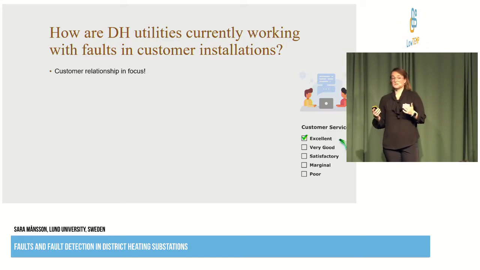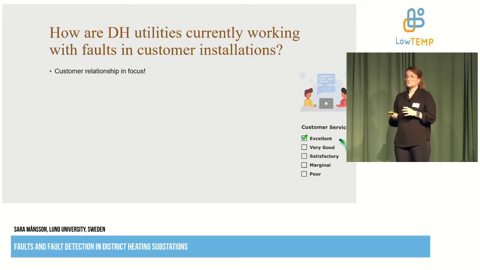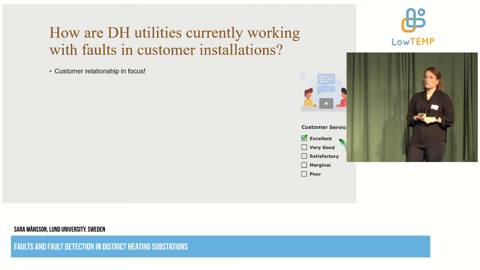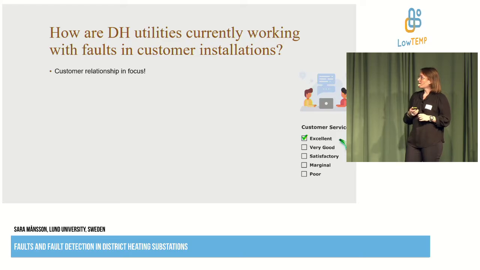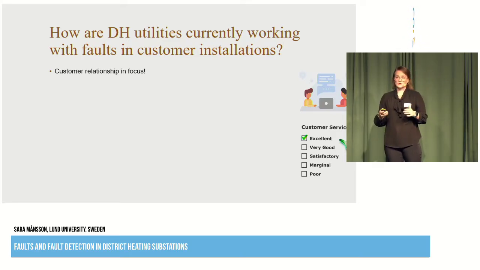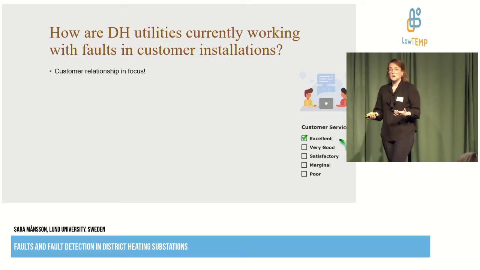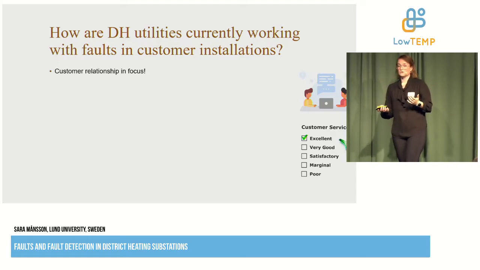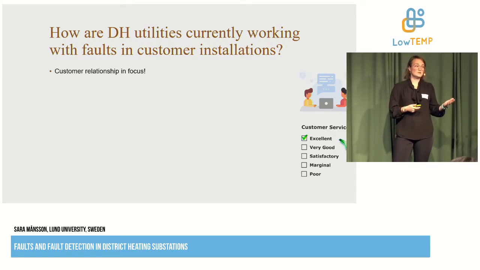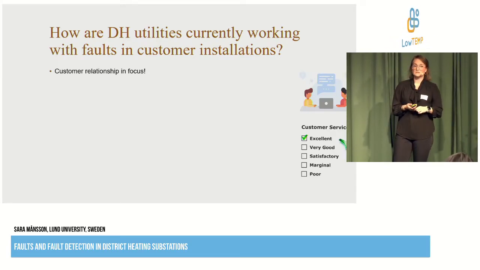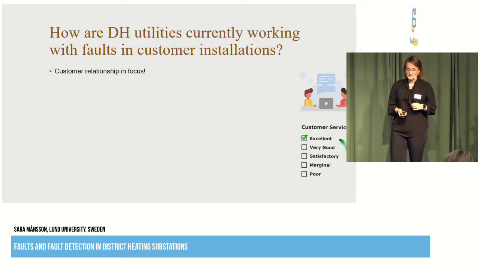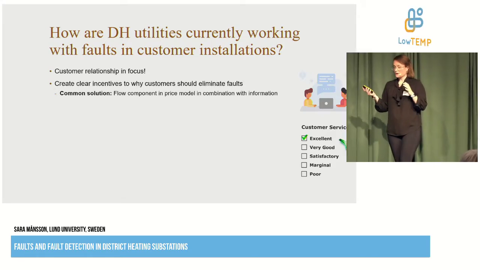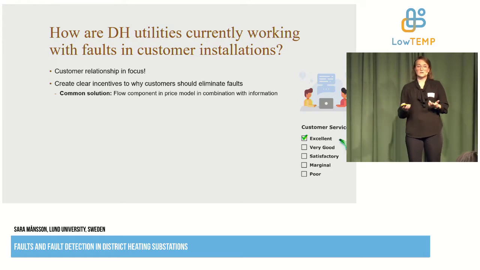We talked to utilities that already had very low return temperatures, and they stated that the customer relationship was definitely the most important thing in this work. They said that it was very important to give the customers a lot of information about why it is important to have low return temperatures, and also what they can do to actually decrease the temperature levels from their substations and installations. It was also important to create clear incentives to why they should eliminate the faults.